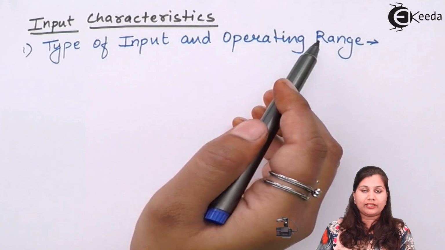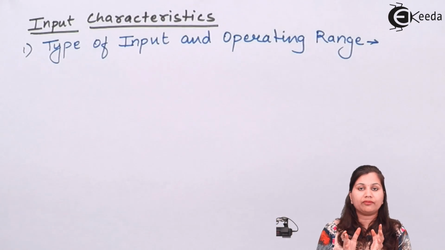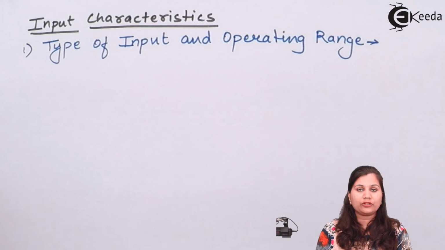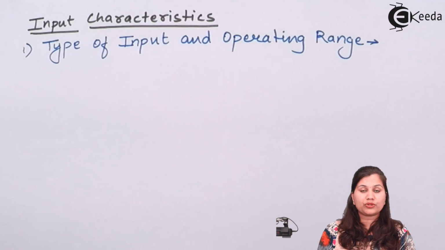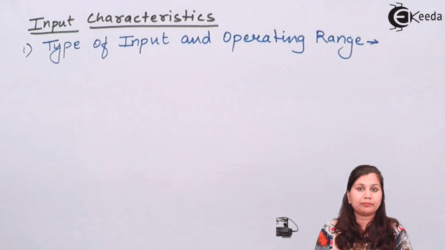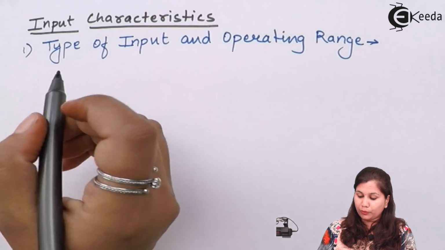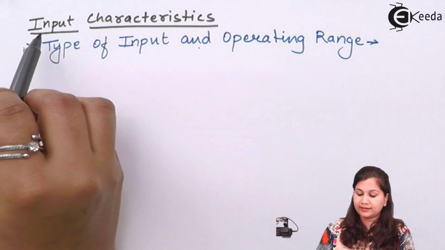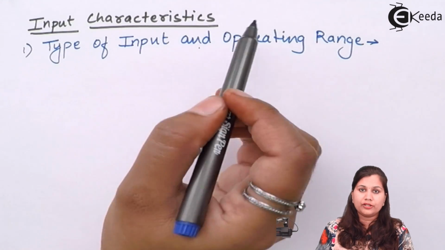Now operating range is the useful range in which the transducer is working. So this range is going to have an upper limit and a lower limit, and the transducer has to perform very accurately, or it has to give its 100% performance in this operating range. Okay, so both these, type of input and operating range, are going to decide the input characteristics of the transducer.